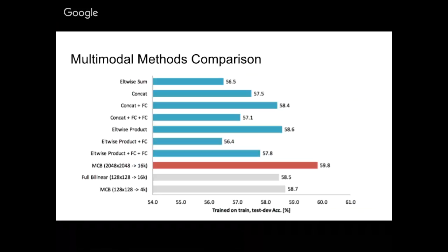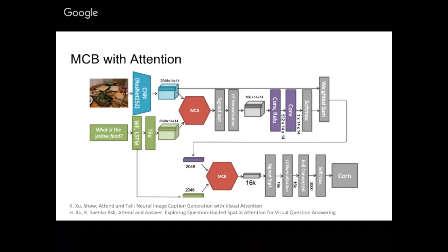So for example, if they just apply an element-wise sum of the image and the question vectors, they get 56% of accuracy, more or less. And with their method, they get 3 more points of performance. And well, they compare it with the concatenation, with an element-wise product. And it looks like their method works better than any other approach.